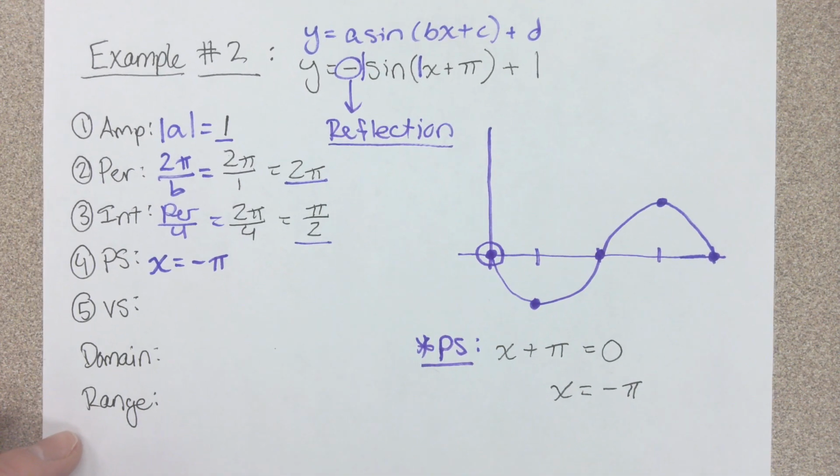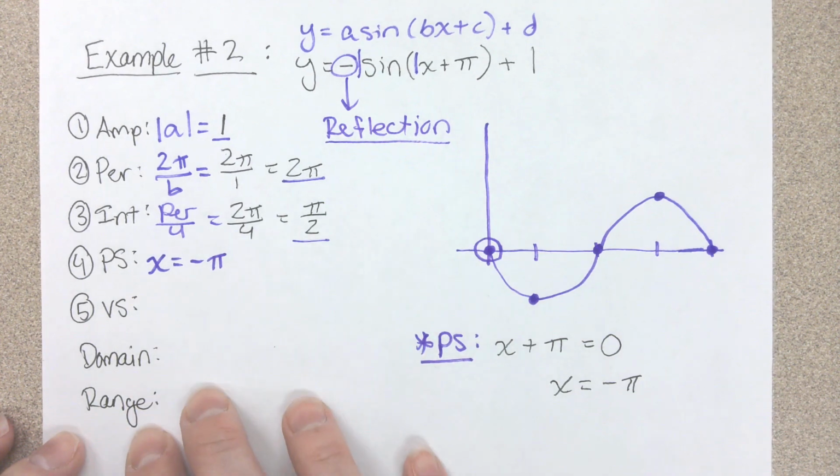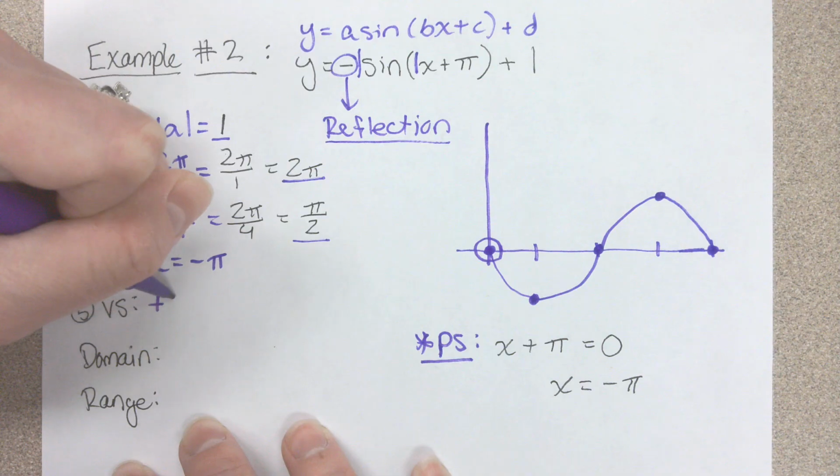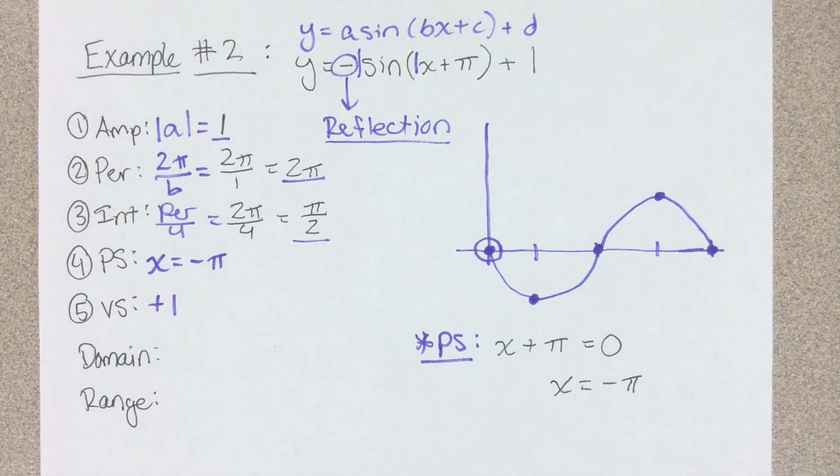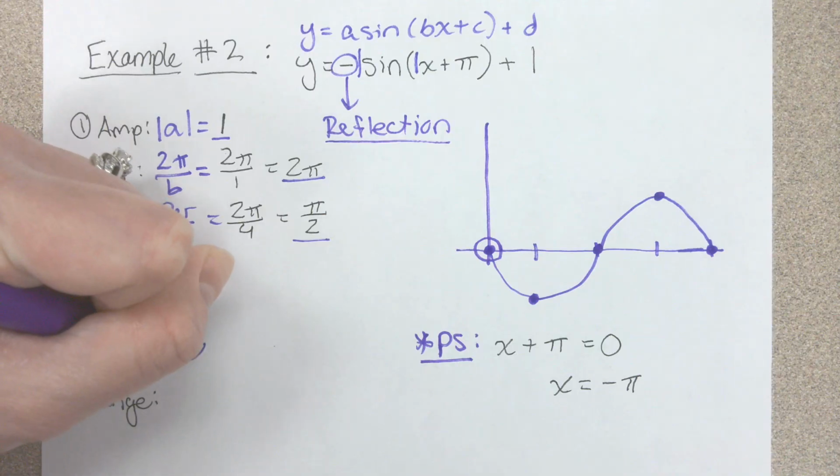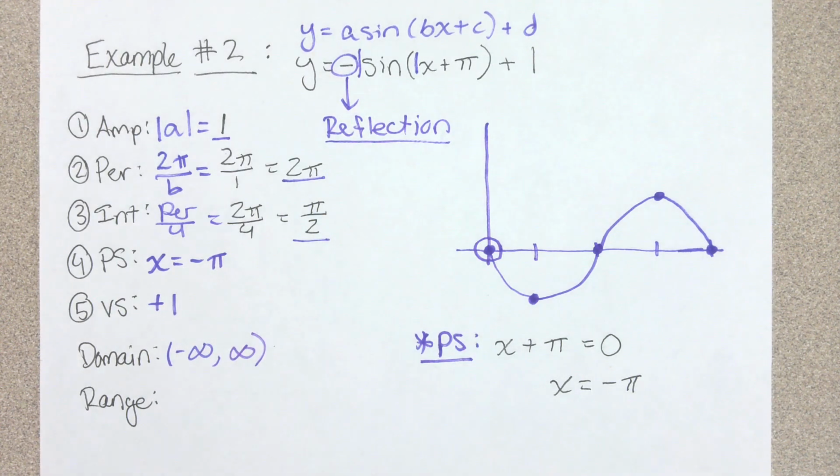Vertical shift, that is at the end of the equation. We have a plus 1 there. Domain, always the infinities. Range will be determined later.